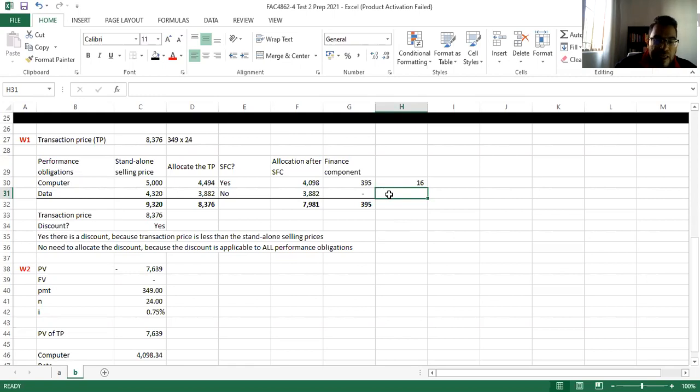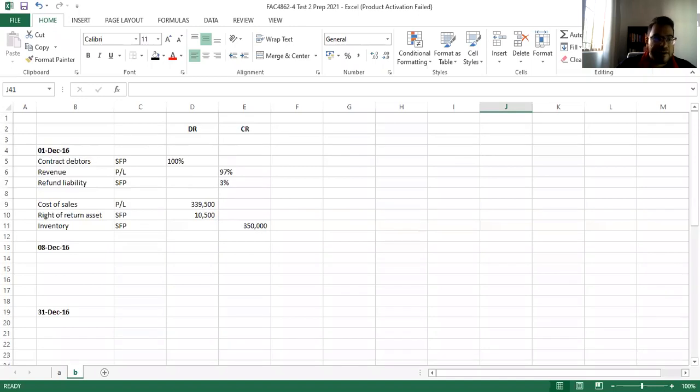And remember the monthly transaction, that is the total data over 24 months. So on a monthly basis, it is that amount divided by 24. So our monthly amount is effectively 162. So now we can deal with our debtors.